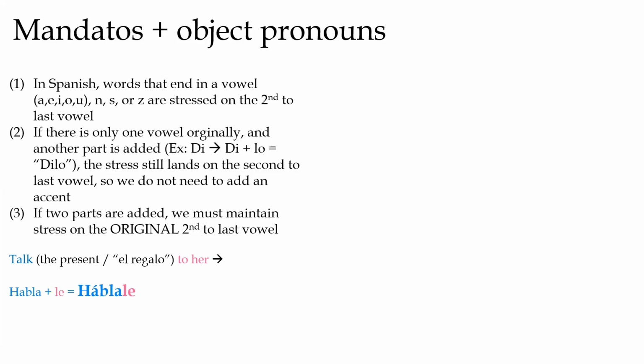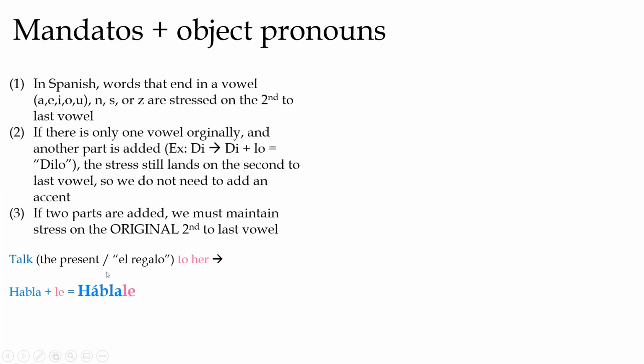If there's only one vowel originally and another part is added, for example, if we have the command di plus lo, so lo just means it, so say it. If we just have dilo, the stress still lands on the second to last vowel, so dilo. So we do not need to add an accent. If two parts or one part is added, you must maintain the stress on the original second to last vowel.